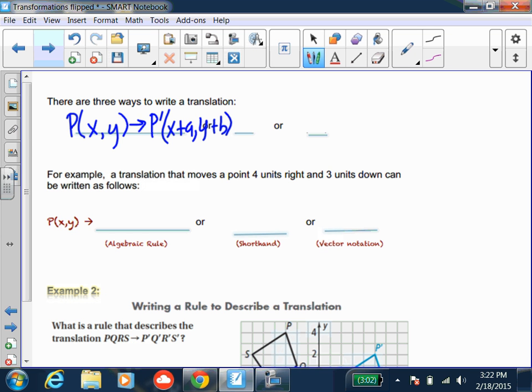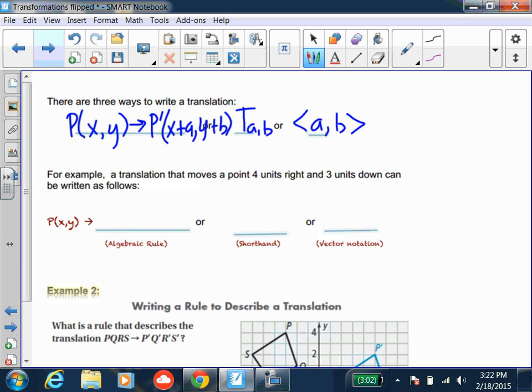The next type is really our shorthand, and so we call that just T<a, b>, which stands for our transformation, and then whatever we do to a and b. And the last one is vector notation, which we really won't do, but I'll show it on here for you.